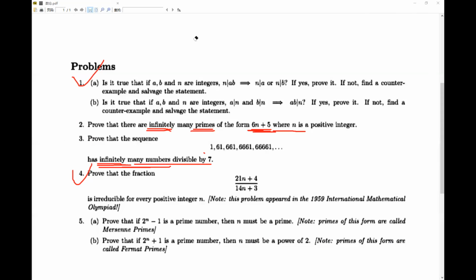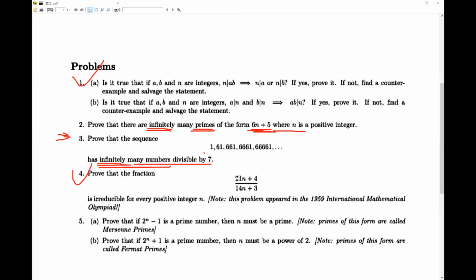Try to group here, use a pattern. Maybe not. Just try it: n equals 1, what happens? N equals 2, what happens? See if the prime numbers have some pattern or not. Maybe not here. Maybe yes.